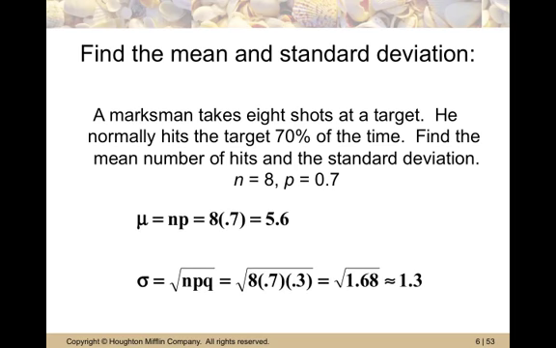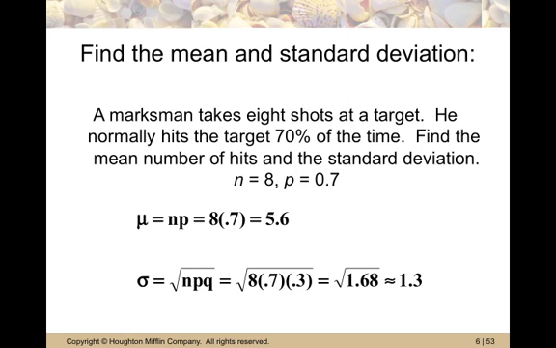So mu is going to be n times p, so 8 times 0.7, which is 5.6. Now, notice somebody can't actually get 5.6 hits. That's okay. For means, you can be 1 degree of accuracy more than what's actually possible. So 5.6 is fine for a mean.